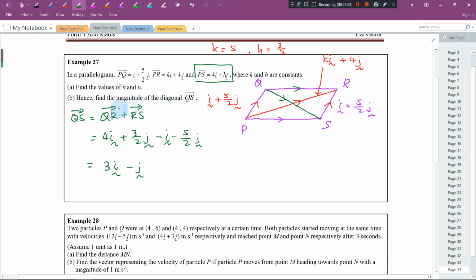The next thing is to get the magnitude, because the question is asking for the magnitude. So the magnitude of QS will be equal to the square root of 3 squared plus negative 1 squared. This is 9, this is 1. So it will be square root 10 units.